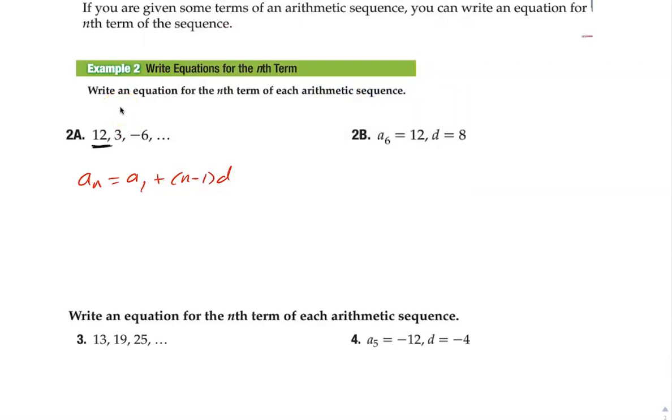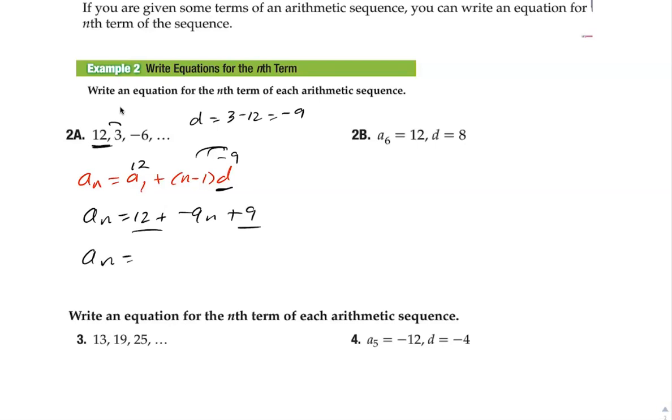So my a1 is 12. My common difference, remember if you're not sure, you just subtract. I'll get this term minus that term. 3 minus 12, negative 9. And that's all I have. Simplify a little bit. Distribute that negative 9. An equals 12 plus negative 9n plus 9. Add the common terms. And I get negative 9n plus 21. And that's my general formula. So now if I want to find the 12th term, I just plug in 12 and get my answer.